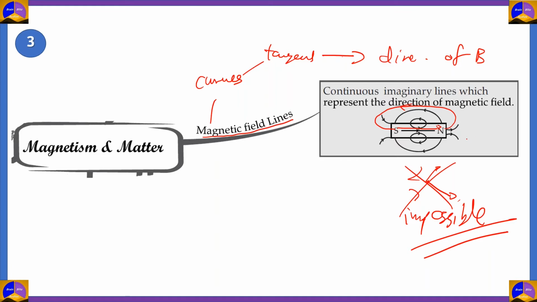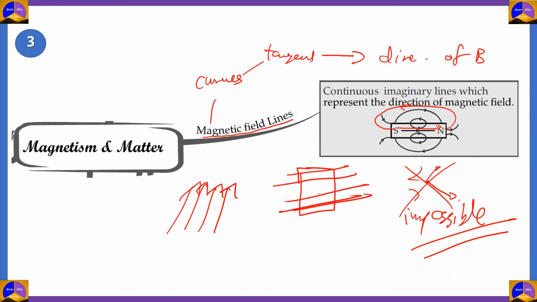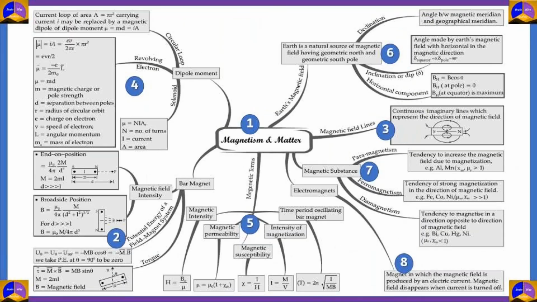When it comes to magnetic field lines, we put in more field lines to represent a greater magnetic field. So suppose in this plate we have a greater number of magnetic field lines, this implies that there is a greater magnetic field. So that is all about magnetic field lines.